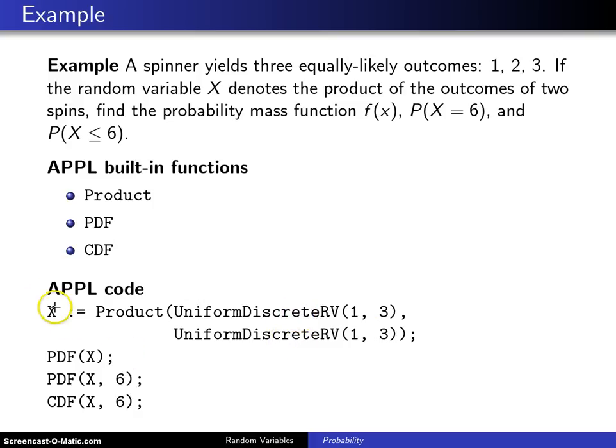And then once you have that, if you want the probability density function, probability mass function f of x, you type in PDF of x. And if you want the probability x equals 6, you again put in the PDF function with x as a first argument, and then you put in the optional second argument 6, and it'll come back with the probability x is equal to 6. And finally, if you want the probability x is less than or equal to 6, that is the CDF of x evaluated at 6.